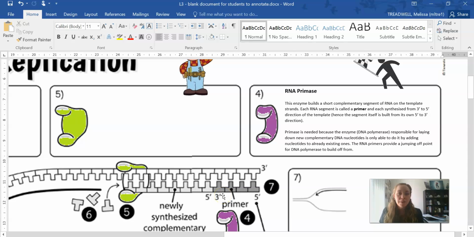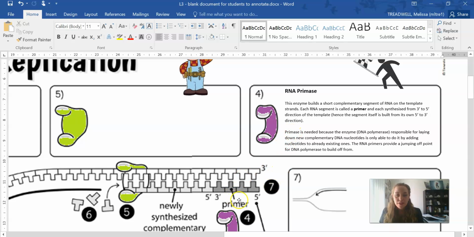Now, your syllabus statement requires you to know the direction that the strands are getting built. So you need to know that the template strand is read from 3' to 5', but the primer itself is built from 5' to 3'. So that's the direction the complementary strand is going.